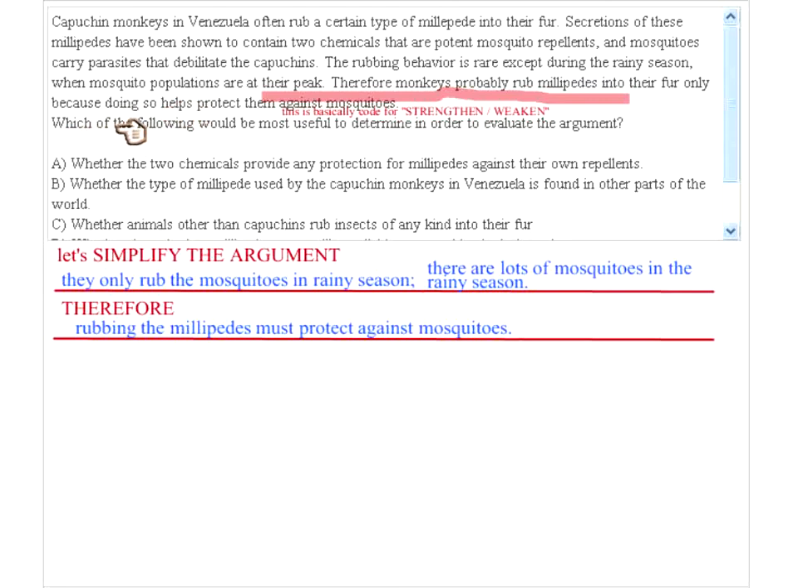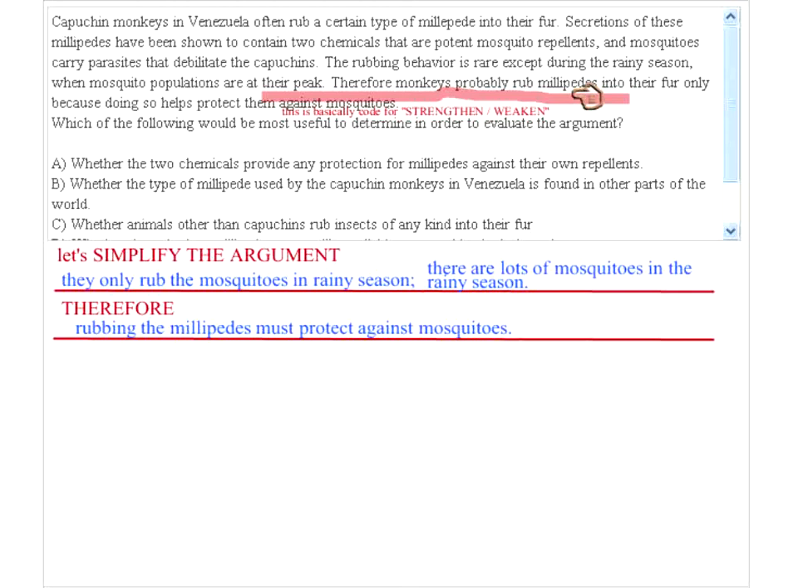So, if this were a strengthen question, it would be something like, yes, they are only available during rainy season, instead of whether. Make sure you know, if any of you like to classify questions, and you should like to classify questions, because every classification of question demands a different strategy. So you should be classifying questions. But if you do, then make sure you know that these fall under the umbrella of strengthen and weaken questions.